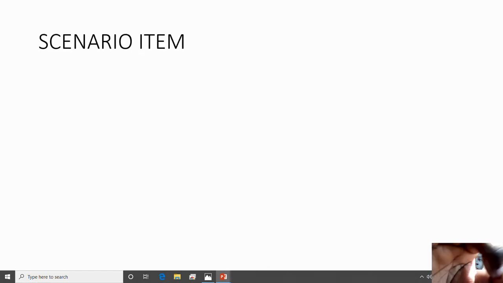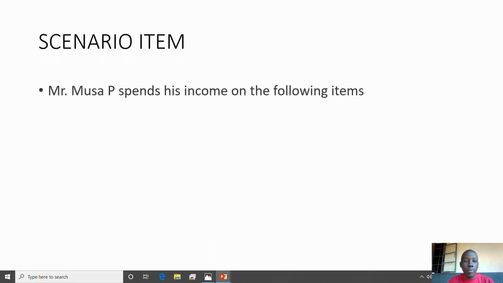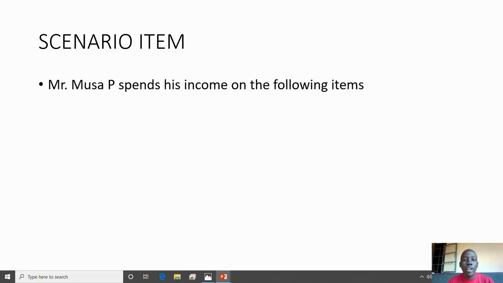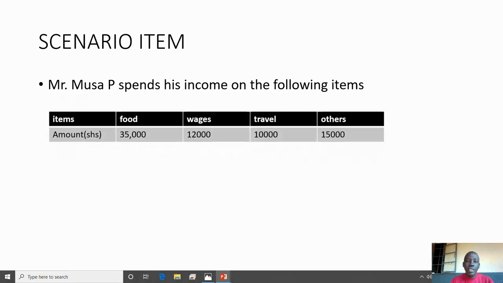We are going to begin with this scenario, and our focus today is going to be on the pie chart. We are going to see how we can construct a pie chart, because after collecting data we must present it, and we have different forms of presentation which we have discovered in our previous slides. Today our focus is going to be on a pie chart, and we have this scenario.